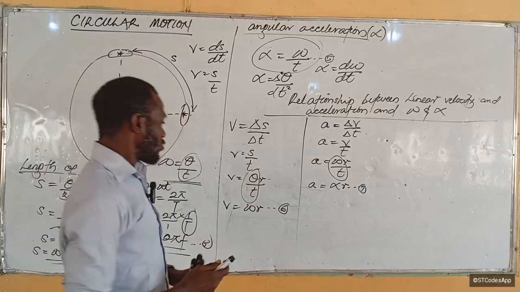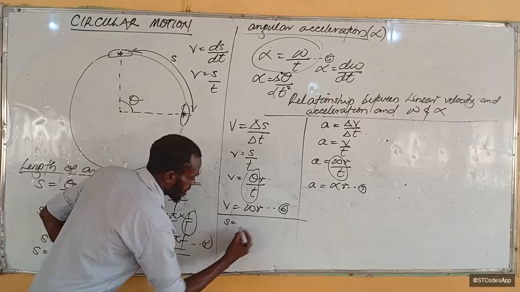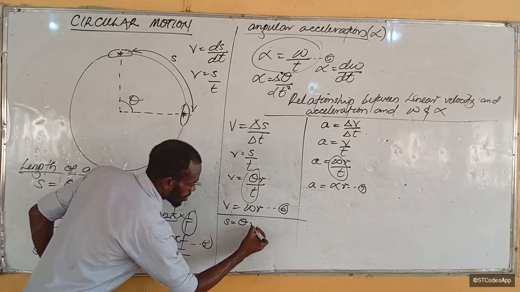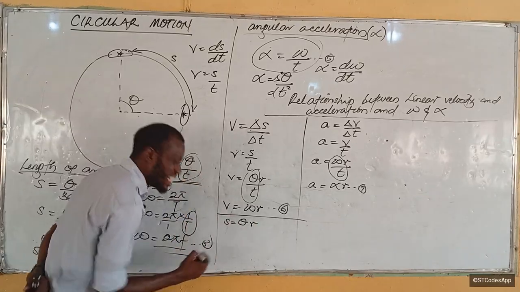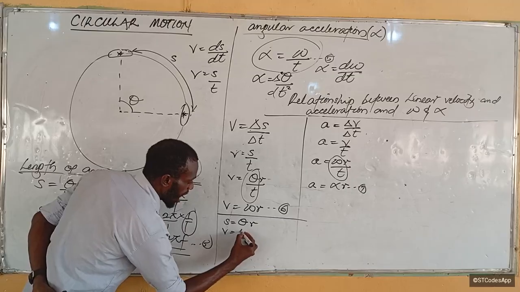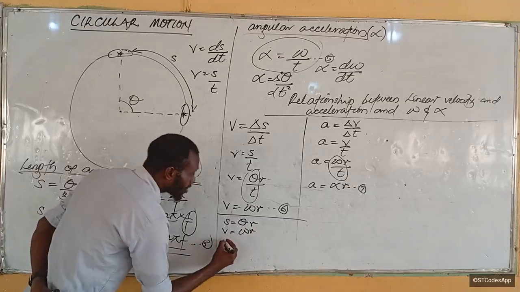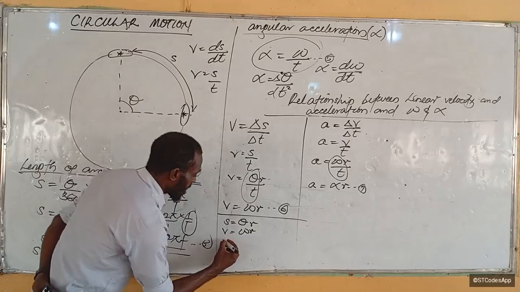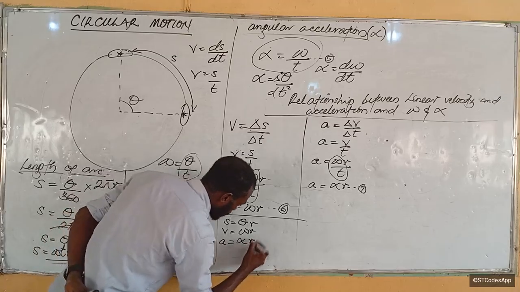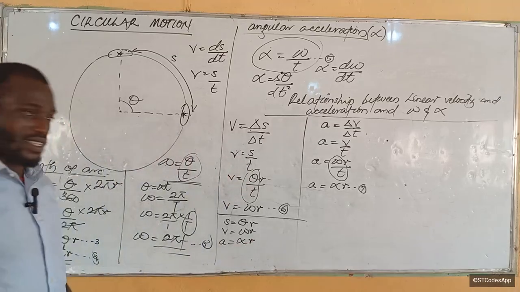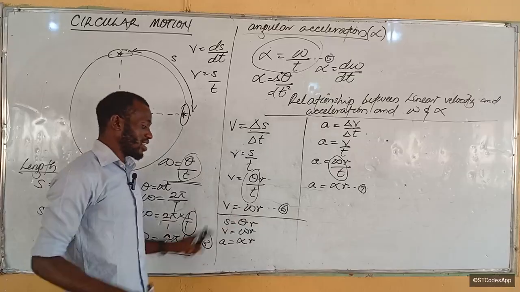So what do you notice? You should notice this, that if I'm looking for linear displacement, it is angular displacement times radius. Are you seeing the relationship now? If I'm looking for linear speed, it will be angular speed times radius. Are you seeing that? Okay. If you are looking for acceleration, linear acceleration will be what? Angular acceleration times radius. Do you see this? All right. So this is the relationship between all of them.